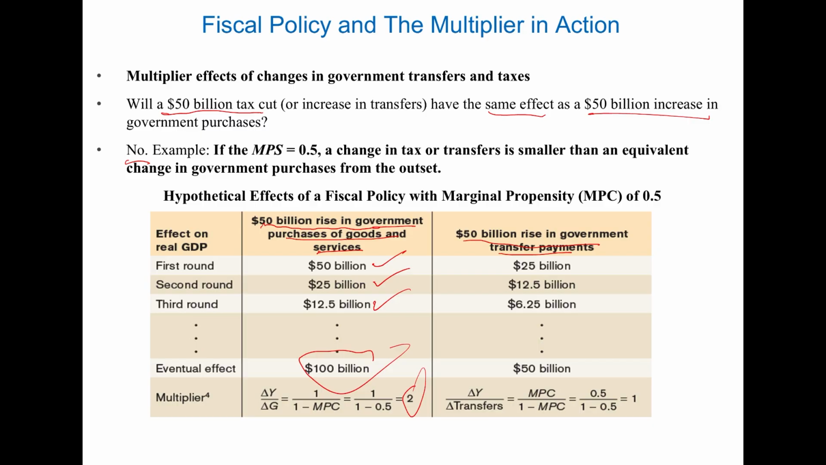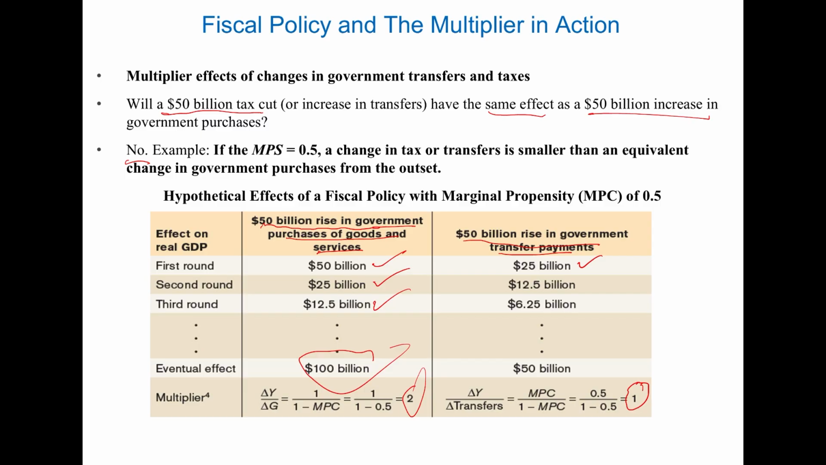So they're going to spend half, because we are assuming here that MPC is 0.5. So in the first round, the increase is 25 billion, not 50 billion. And then half and half and half. So in that case, the multiplier is 1. So a 50 billion increase is going to cost 50 billion.